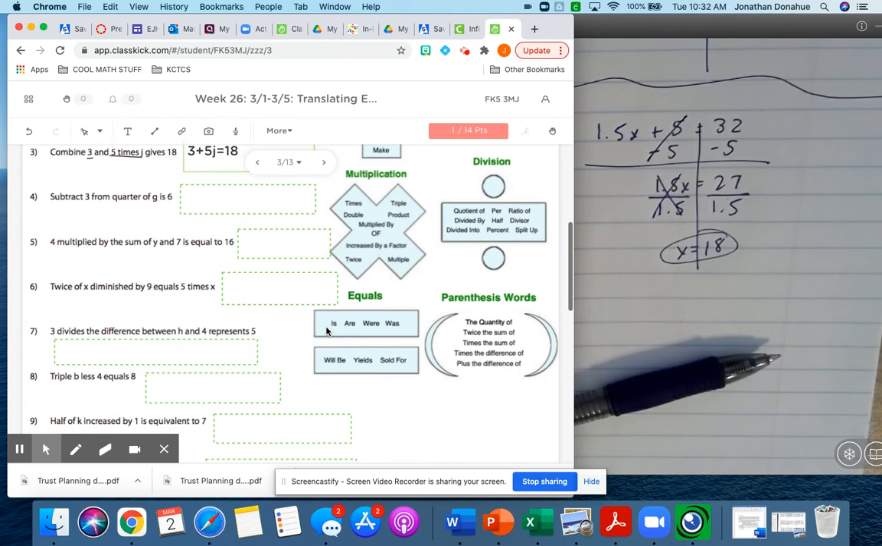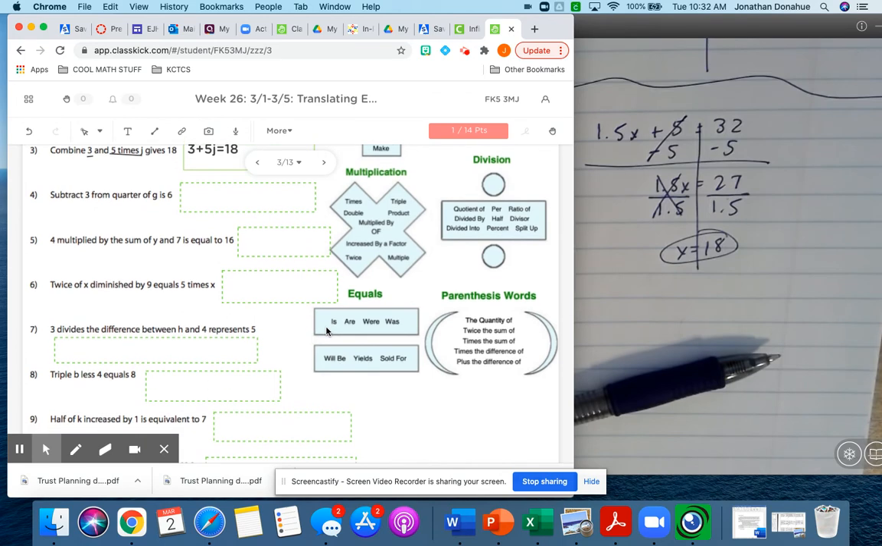And this is a good one because it has a word that we've never seen, at least in this class. Twice of x diminished. That means it's going to fall. It's going to decrease by 9. So when you're decreasing something by 9, we're going to subtract 9. Equals 5 times x. Ooh, there's a lot going on there.